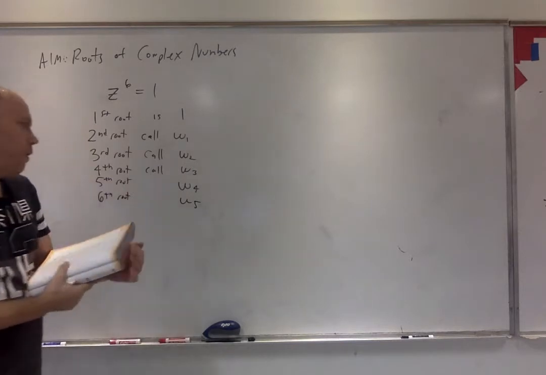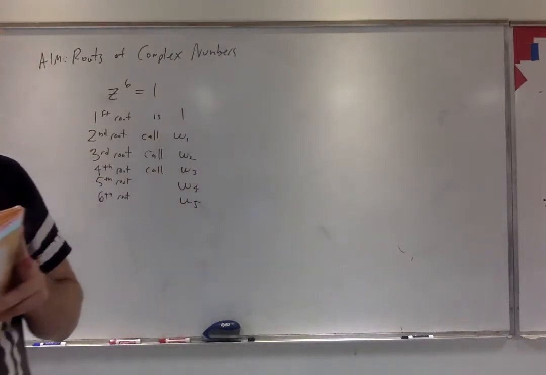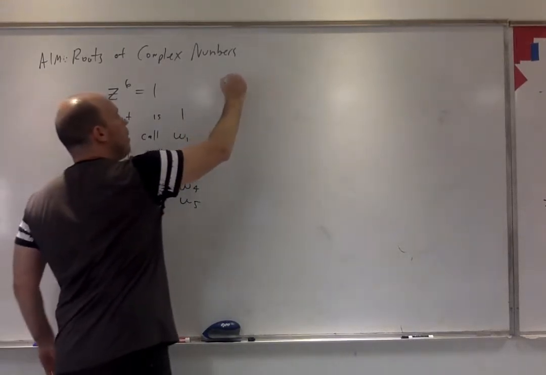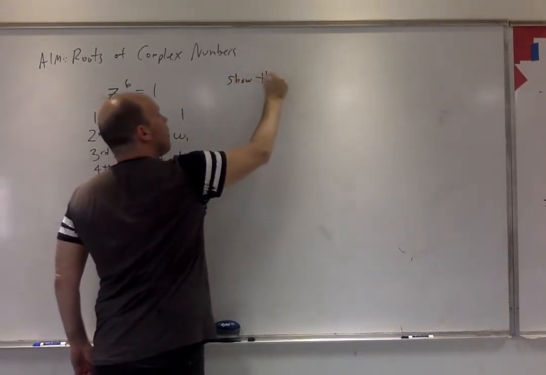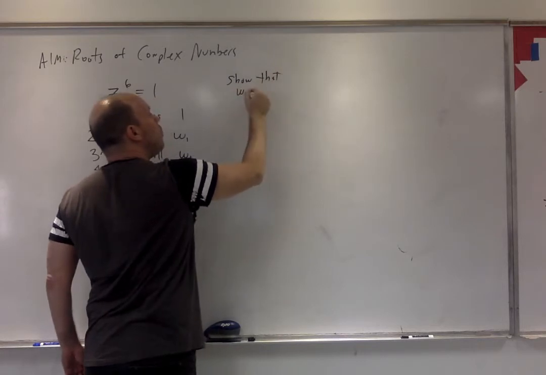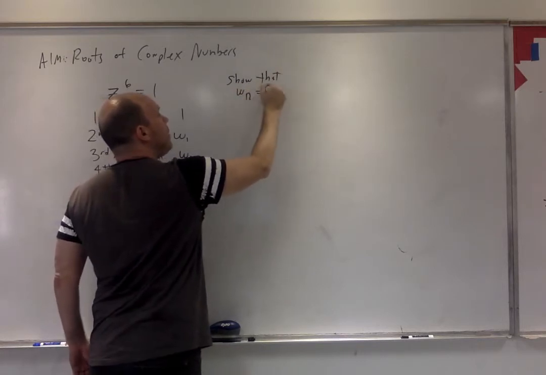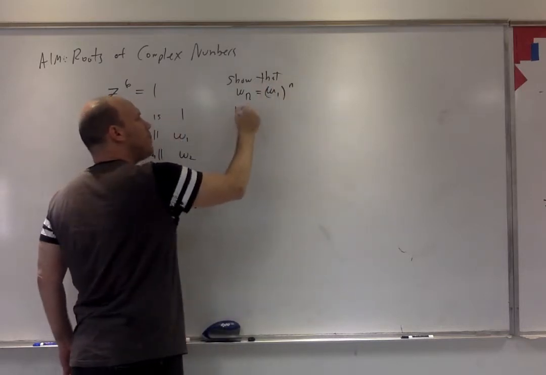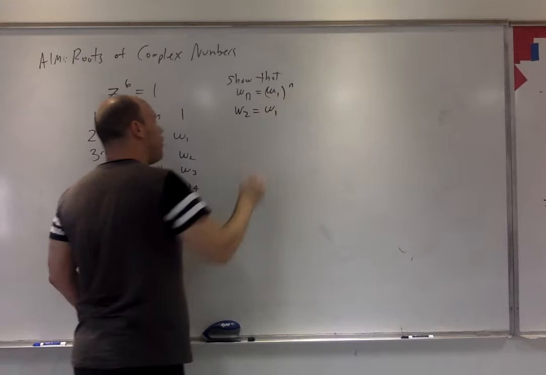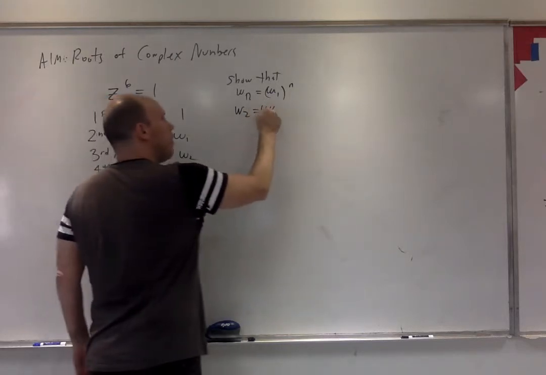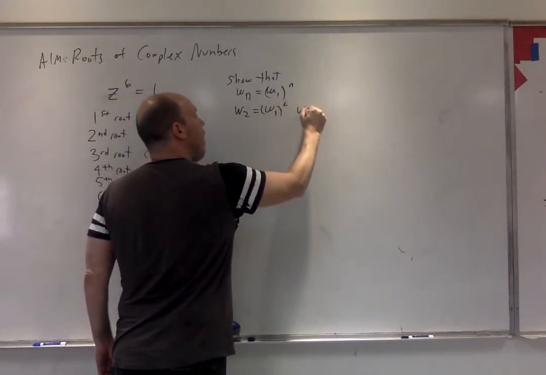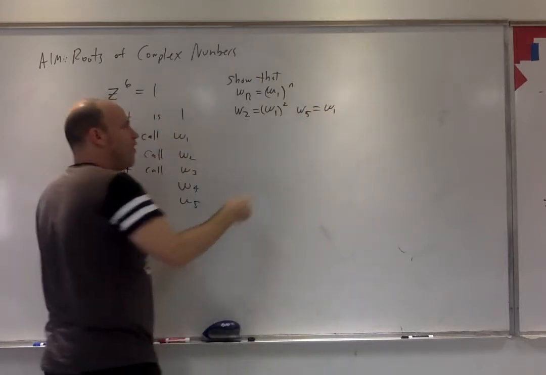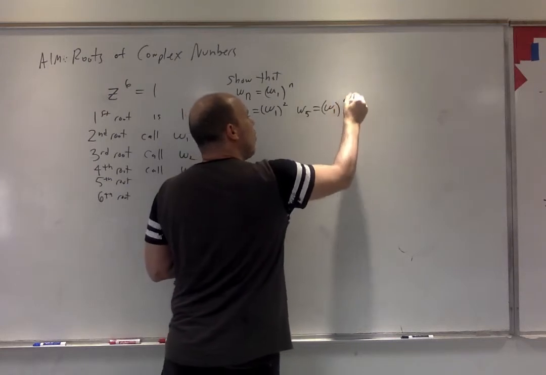Okay, now, what's the point? And then they say, show that Wn is equal to W1 to the nth power. So for example, the second root is actually this W1 squared, or that W5 is actually this second root to the 5th power. And so the question, well, what's going on there?